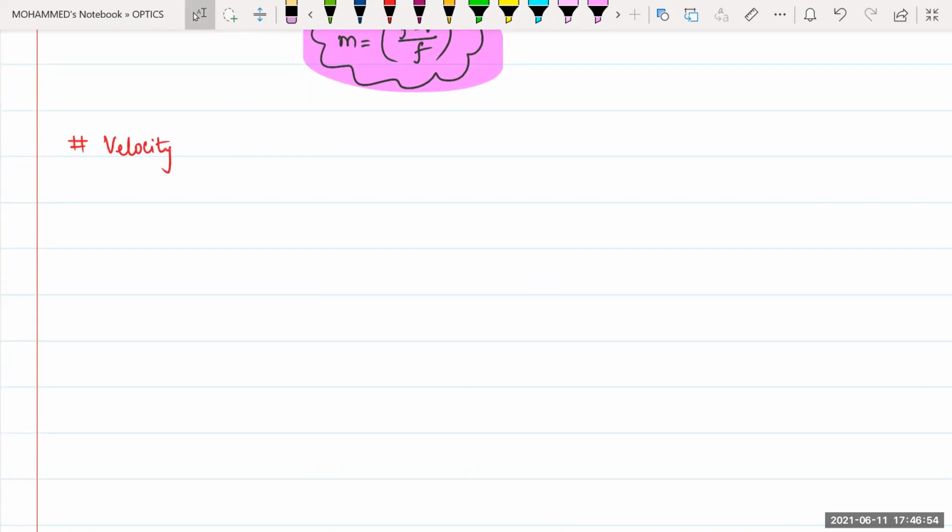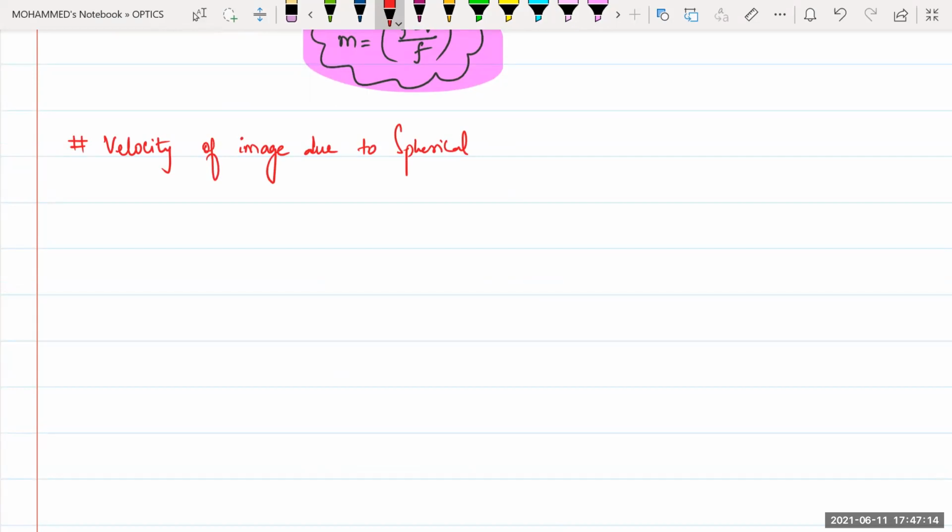Mirror idea is there, plane mirror. What is the velocity of the plane mirror along the x-axis? What is the formula? Sir, VI is equal to 2VM. Velocity of image is equal to 2 times velocity of mirror minus velocity of object.